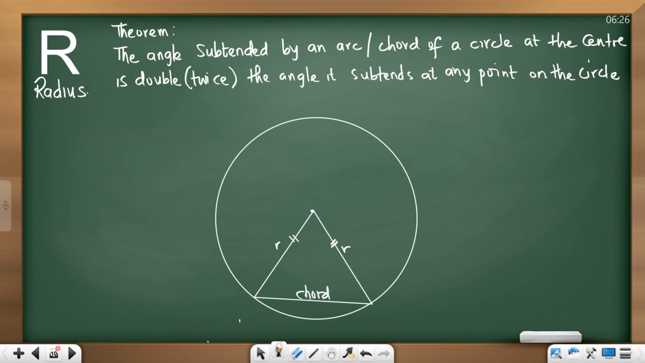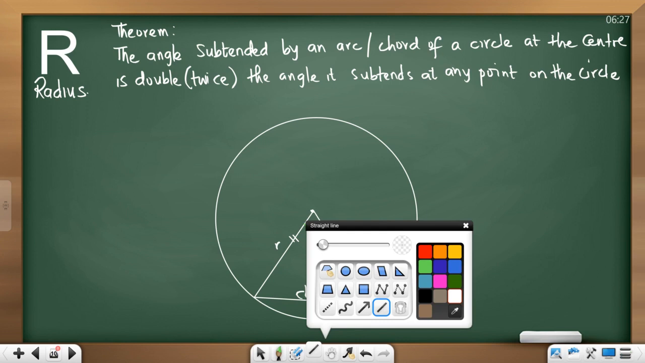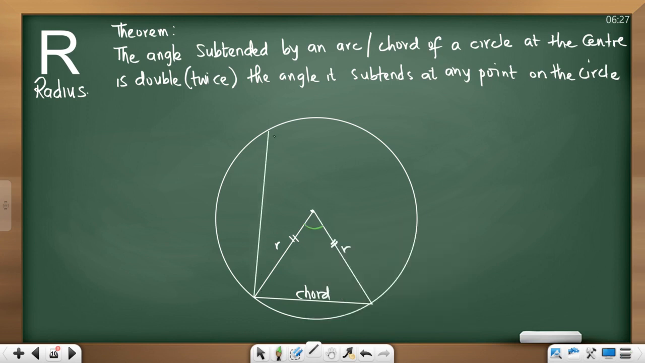So the word subtend means produced. The angle produced by an arc or a chord at the center. Where is the angle? This is the angle we're referring to. Angle produced by an arc or a chord subtends is 2 times the angle it subtends or produces at any point on the circle. Wait, what do we mean? We're going to draw this to any point on the circle.